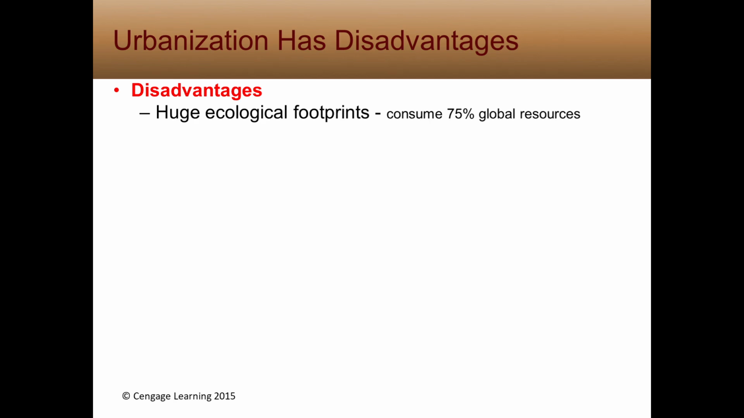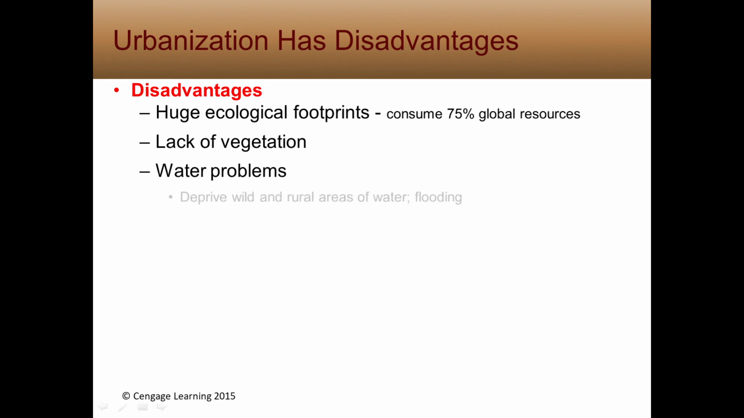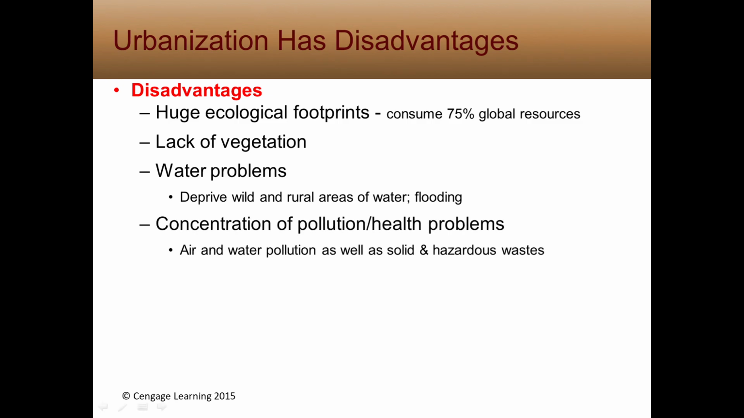Urban areas consume 75% of global resources and only use 3% of land area. We don't have a lot of vegetation. Vegetation absorbs pollution, prevents soil erosion. It's a carbon reservoir, increases oxygen, shade. We have areas with water problems because of the amount of concrete. And we have a concentration of pollution. Think about like smog in LA.